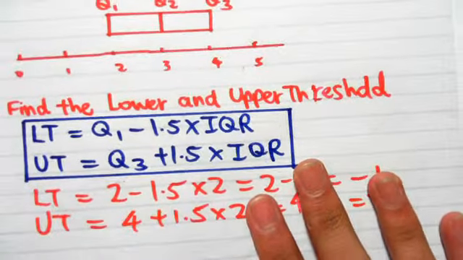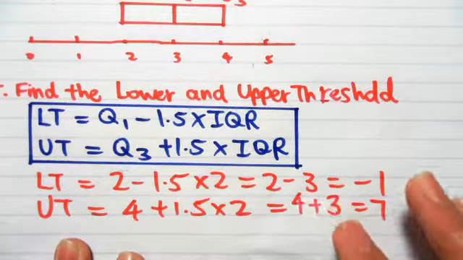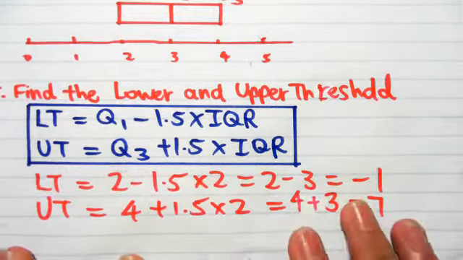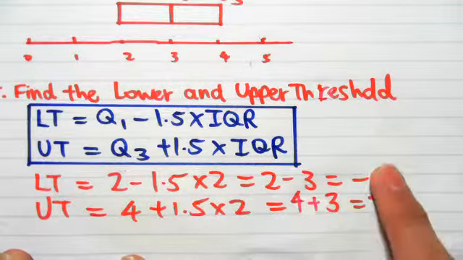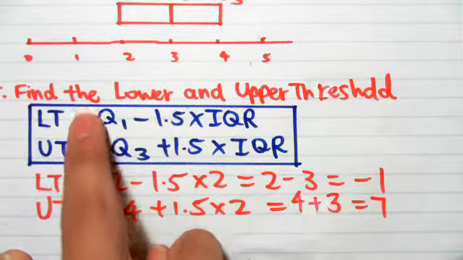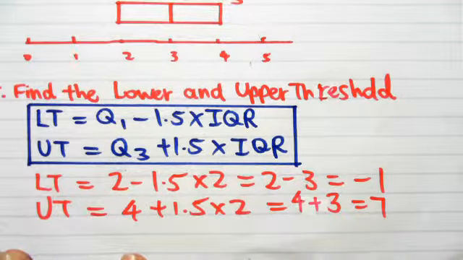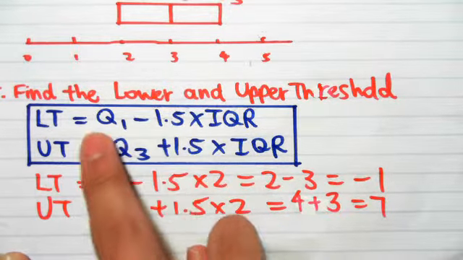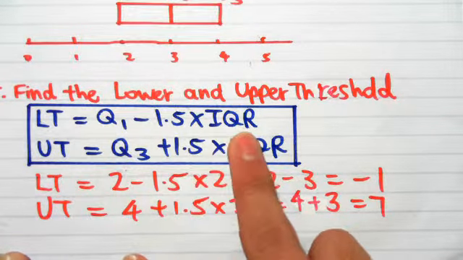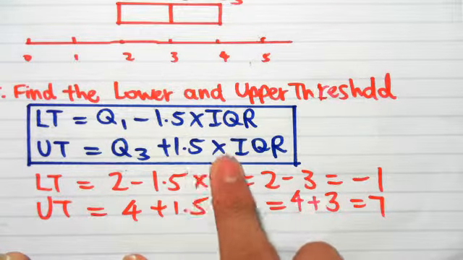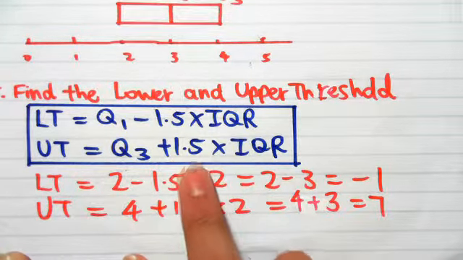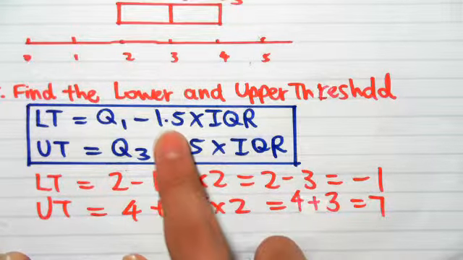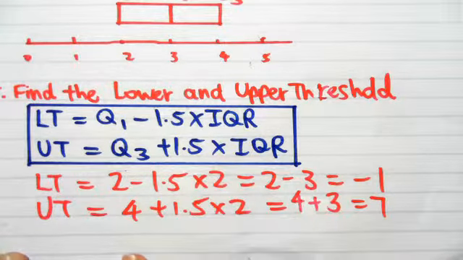The reason why I included the lower and upper threshold is that once you have drawn up the box plot, most exam questions will ask you what the lower threshold and upper threshold are. So you have to use this formula to calculate them. These two numbers are used to determine whether or not the numbers in your data are outliers. Some textbooks define the lower threshold as Q1 minus 1 times IQR, and UT as Q3 plus 1 times IQR, rather than 1.5. Depending on which textbook you're following, it's 1.5 or 1, but most likely it's going to be 1.5.